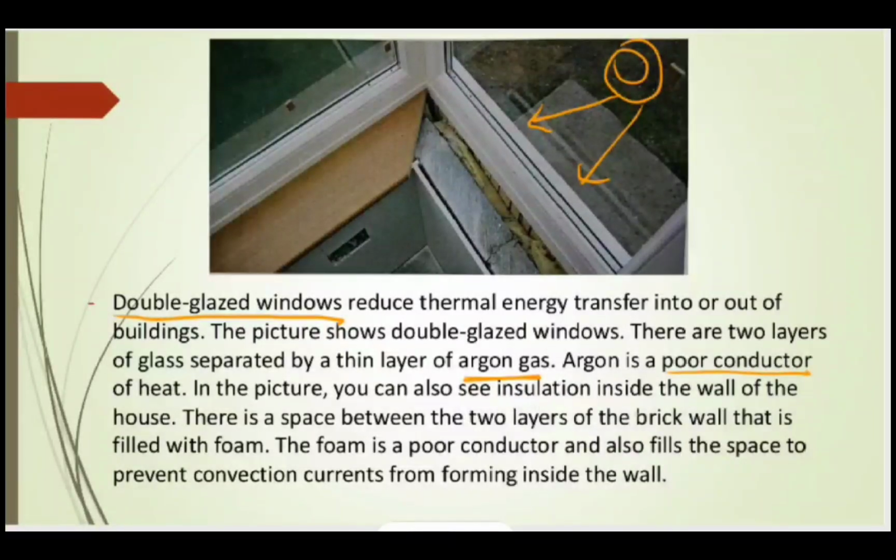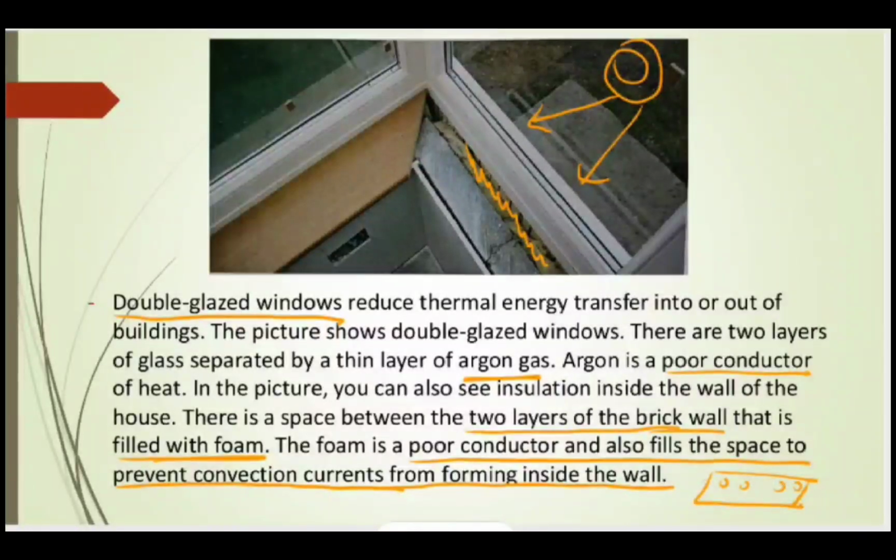In the picture, you can also see insulation inside the wall. Yes, there is some kind of insulation. I guess this is the insulation, children. There is a space between the two layers of brick walls that is filled with foam. Yes, the foam is also a poor conductor and fills the spaces to prevent convection currents from forming inside the wall. So the air particles get trapped in the foam. The foam has big holes in it, so if air particles come, they get trapped in them, and thus the heat is not given out.